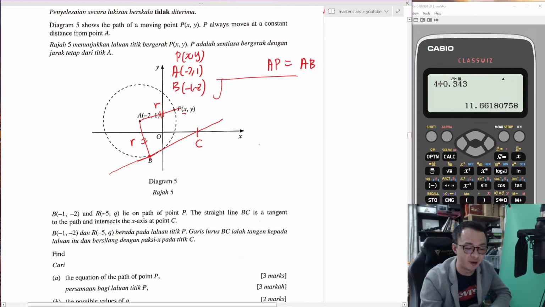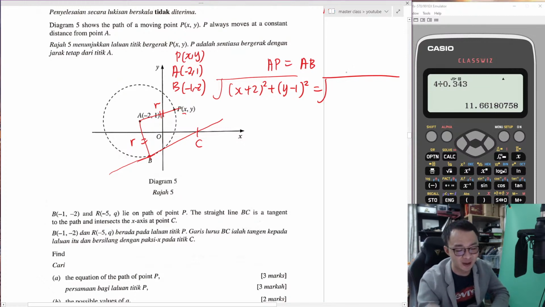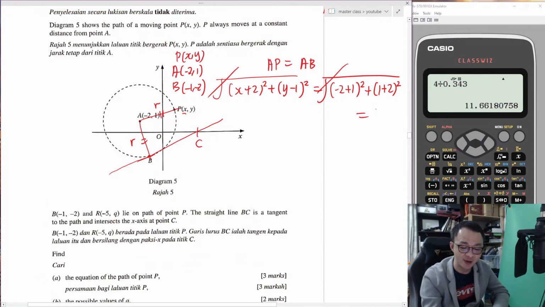So it will be the square root of (x plus 2) squared plus (y minus 1) squared. The distance formula is the square root of (x2 minus x1) squared plus (y2 minus y1) squared. For AB, it is the square root of (negative 2 plus 1) squared plus (1 plus 2) squared. Both sides have a square root, so I can cancel them out. Here it is 1 plus 9, which is 10.